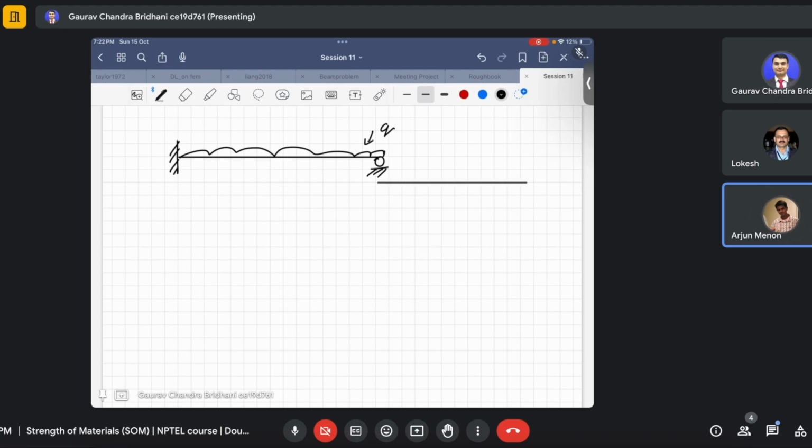So is it like something below? Extend on both ends. Okay, I'll draw like this only. You have something there, and length is 10 meter for both.